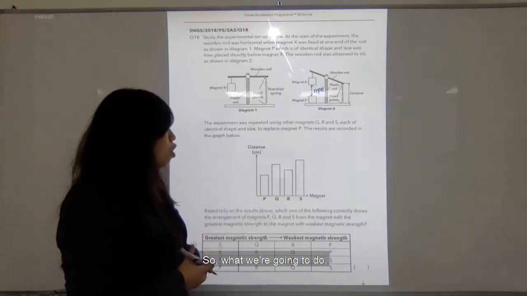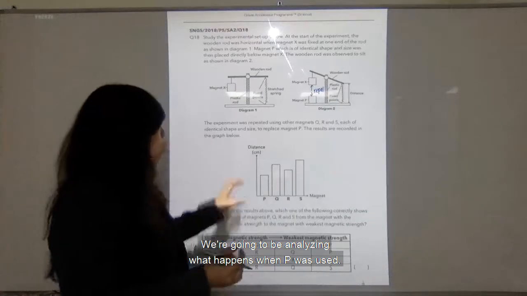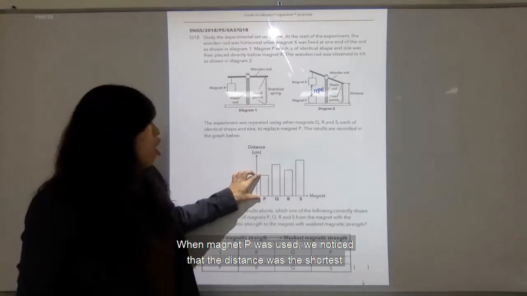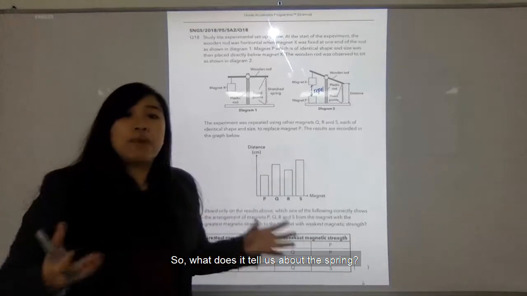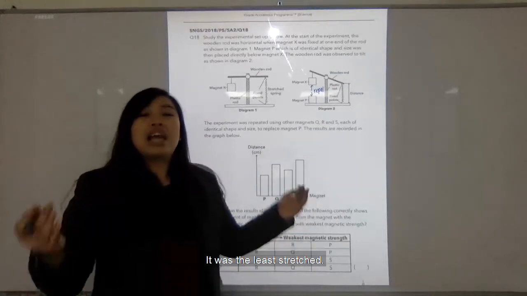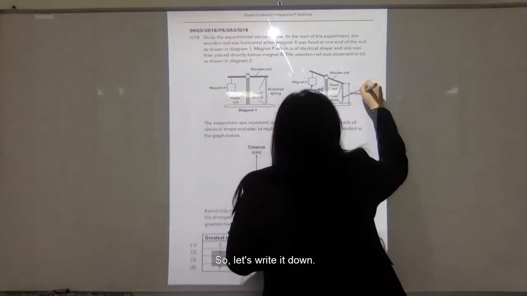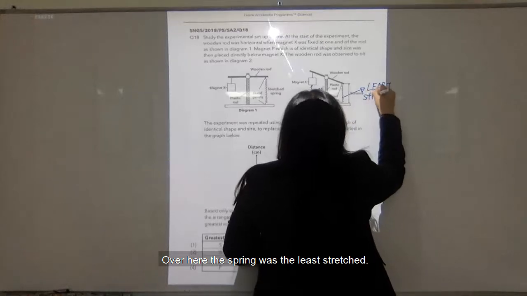So what we're going to do is analyze what happens when P was used. When magnet P was used, we noticed that the distance was the shortest, or the length of the spring was the shortest. So what does it tell us about the spring? Was it the least stretched or the most stretched? It was the least stretched. So let's write it down. Over here, the spring was the least stretched.